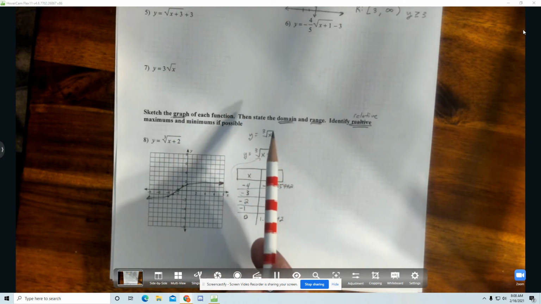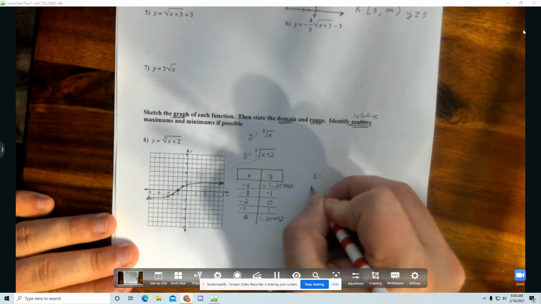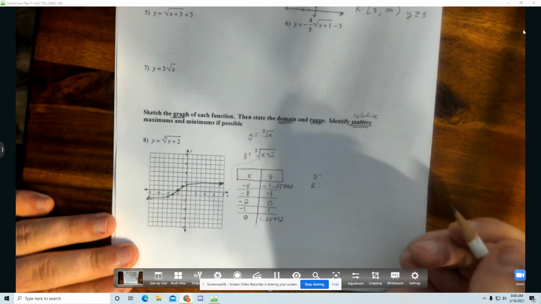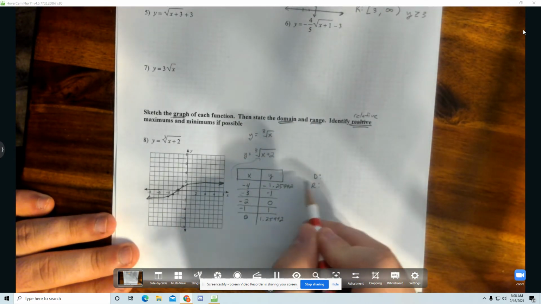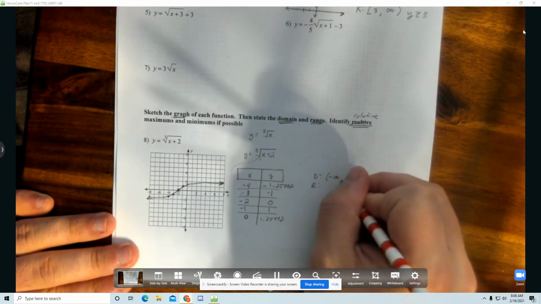Now it says state the domain and range. Well, the nice thing about domain and range here is that, think about it, domain: does this graph ever stop going to the left or to the right? No. So this is -infinity to +infinity.